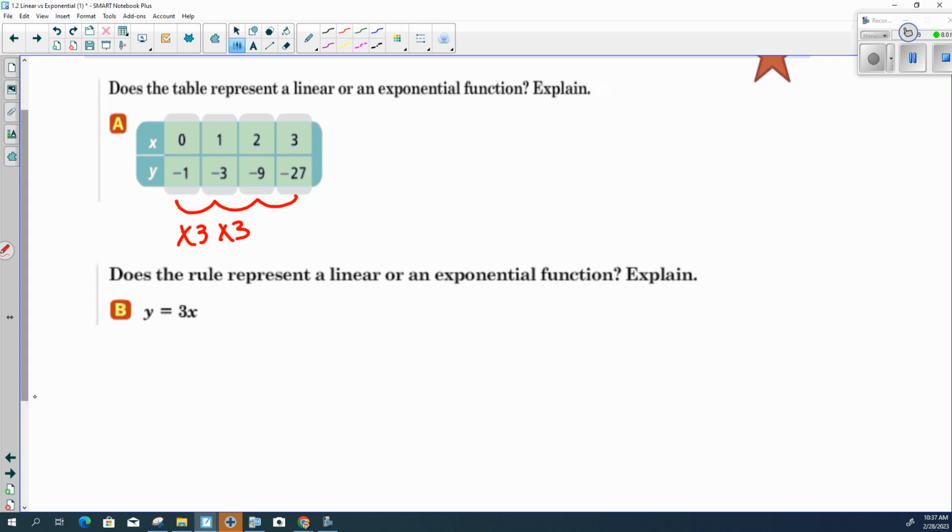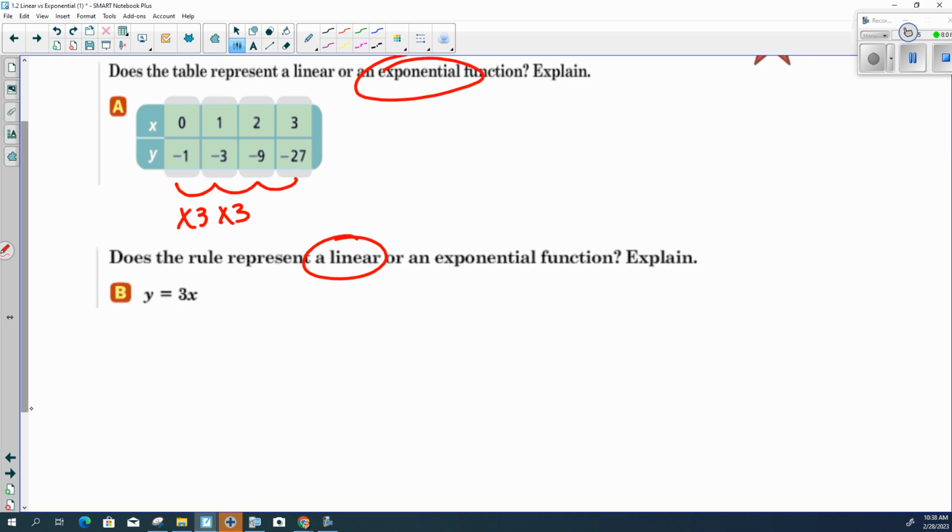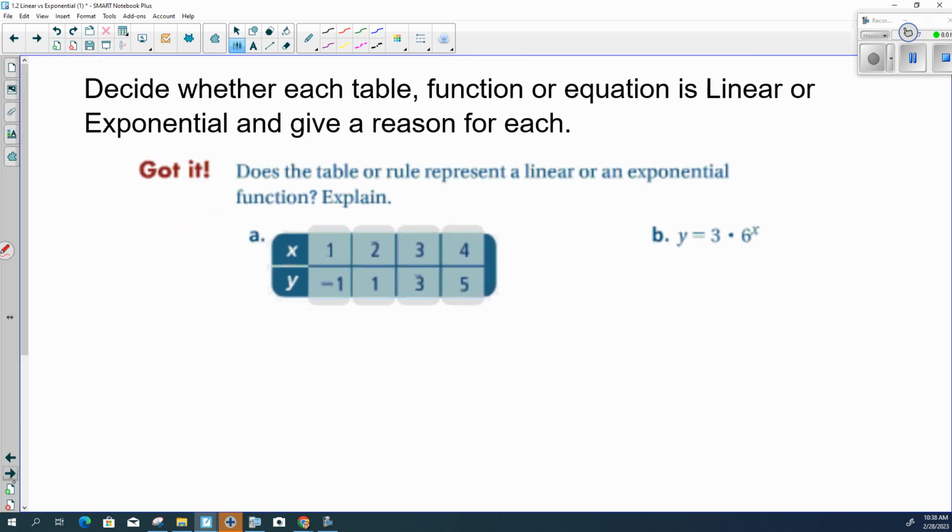B, answer in your head, linear or exponential? Linear, and why? Well, the reason that I just stated is because the variable is in the base. The variable is in the base. All right, two more. A, linear or exponential? Explain. Most people noticed that it was adding 2, adding 2, adding 2. So this is linear because the pattern is linear. It's going up by 2 each time, which is an adding pattern.